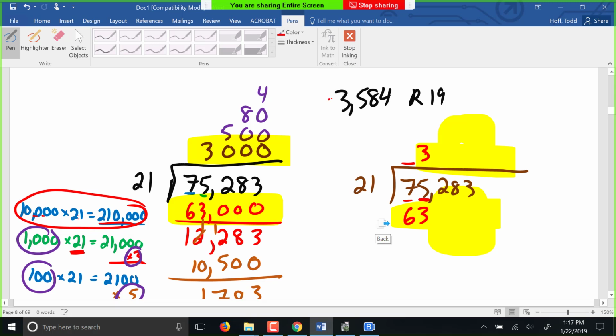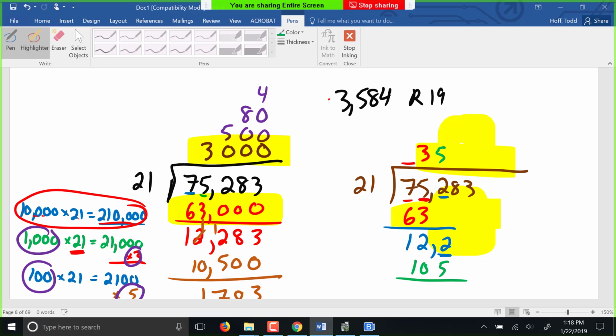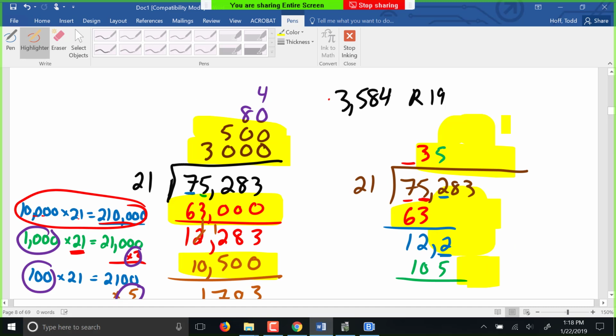So we subtracted that 63. We got 12 here. Some were taught just to bring down the next number. Others were taught to bring everything down and keep track of where you're at. It works out the same. 21 goes into there 5 times. 5 times 21 is 105. Again, you see, it's exactly what we did here. We just left out all those zeros. So what we've been taught is just a severe abbreviation or shortcut of the real longer processes.